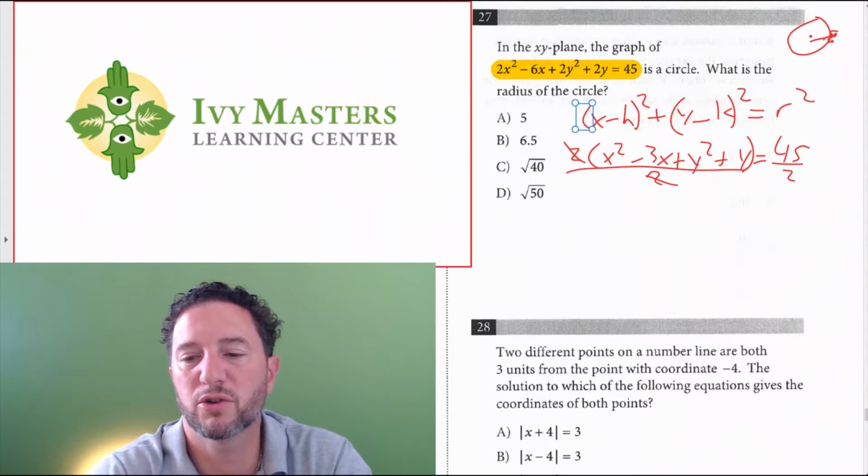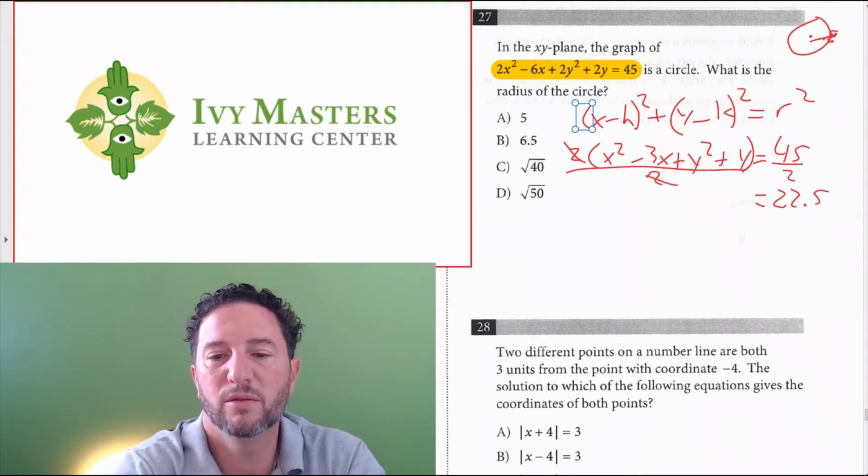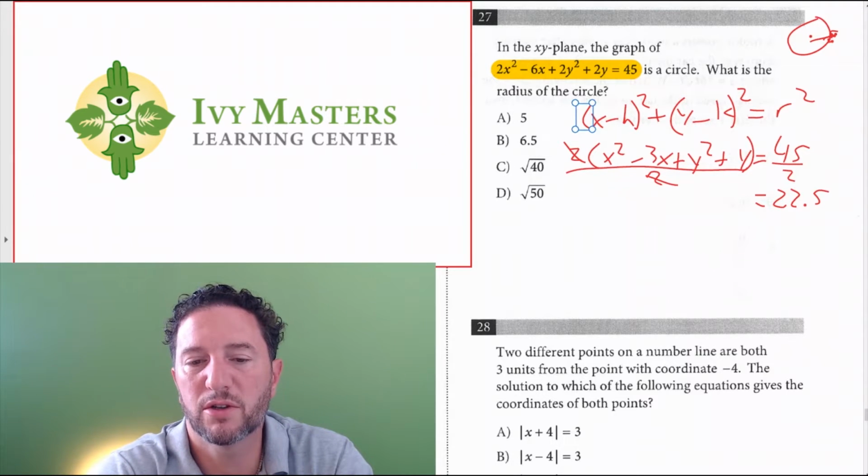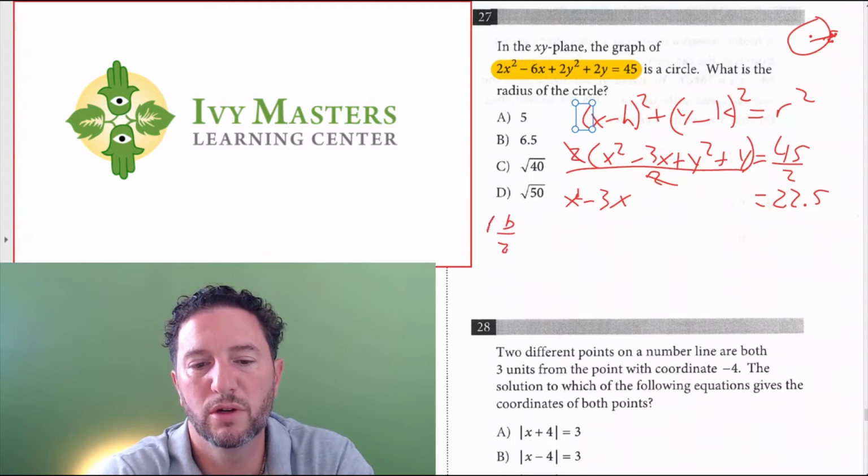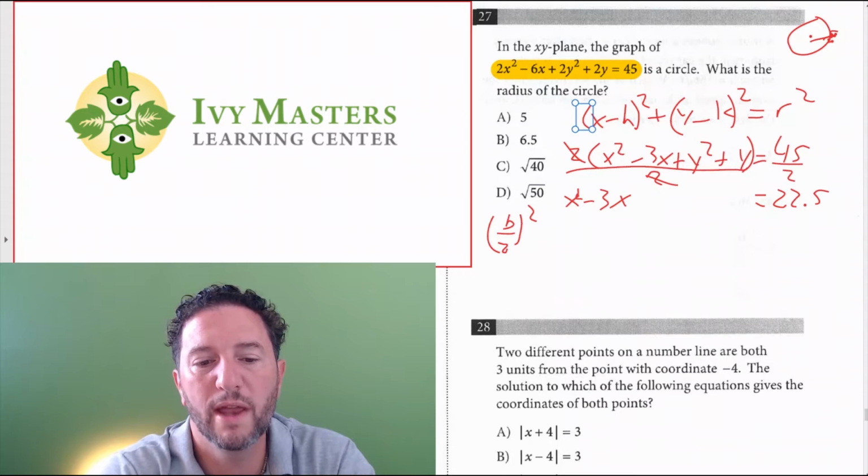When I look at my answer choices, I have a decimal there. So I'm going to write this as a decimal, 22.5. And then what I've got to do is complete the square. So I'm going to copy the first two terms, x squared minus 3x. And then how do you complete the square? Well, it's (b over 2) squared, when you're in the form ax squared plus bx plus c.